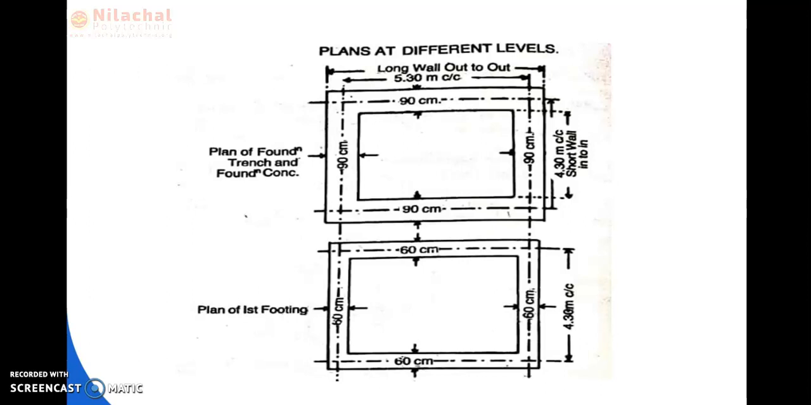Only the breadth of the section in case of foundation, in case of footing, in case of plinth, and in case of superstructure is going to change, but no change in center to center distance. Okay. So here the foundation concrete breadth and distance is provided. After that, the plan of first footing breadth and distance is provided. Here the first footing breadth is 60 cm, but no change in the center to center distance of short wall or long wall. Okay.